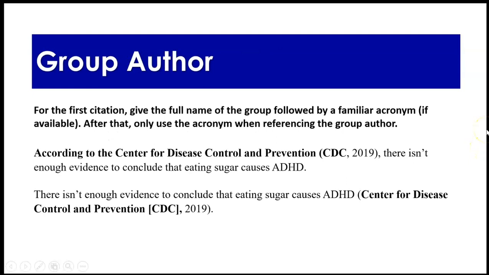What do you do if you have a group author? This happens a lot with nursing papers, science papers, all kinds of stuff. It could be the CDC, like here. It could be Boeing. It could be any, usually website or whatever, where a group or corporation puts out a work and they are the author. For the first citation, give the full name of the group followed by a familiar acronym if available. After that, only use the acronym when referencing the group author.